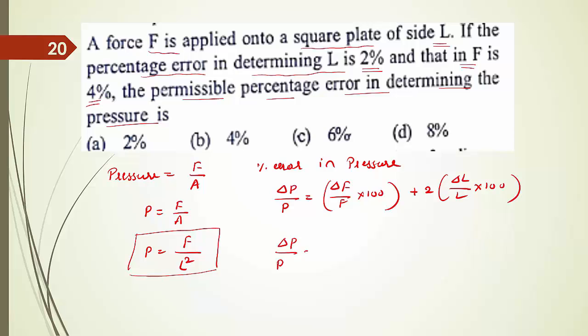Delta P over P equal to, here the percentage error in L as well as in F is given. For F there is a 4% error, plus 2 times, for L 2% error is present. So 2 twos are 4, 4 plus 4 is 8%. 8% of maximum percentage error is present in pressure. 8% means option D is the right answer.